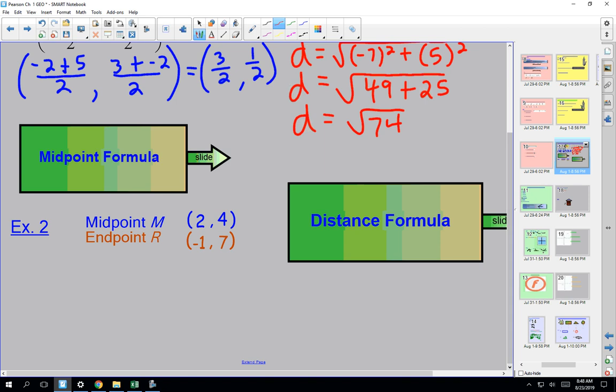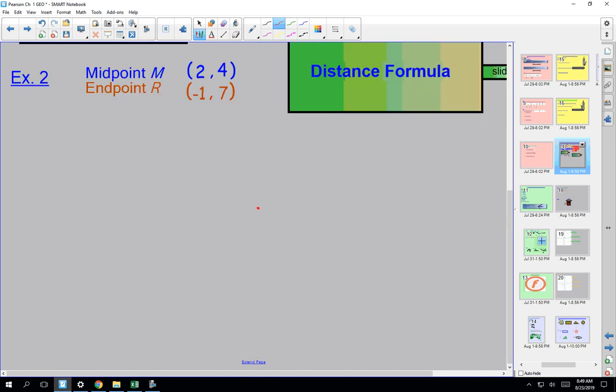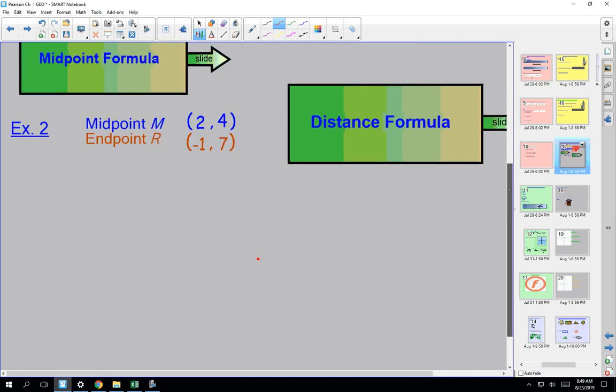All right, so example 2, I'm going to draw a picture first. So you can just watch as I draw a picture. I'm going to just show you, and you can decide later if you want to copy it down. But let me draw a picture and show you what we're doing before we go and do the algebraic calculation. So I've got, this time, a midpoint at 2, 4.